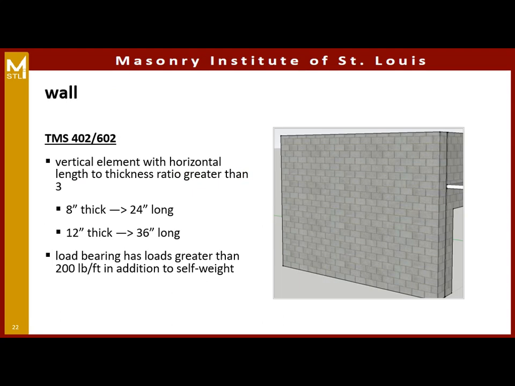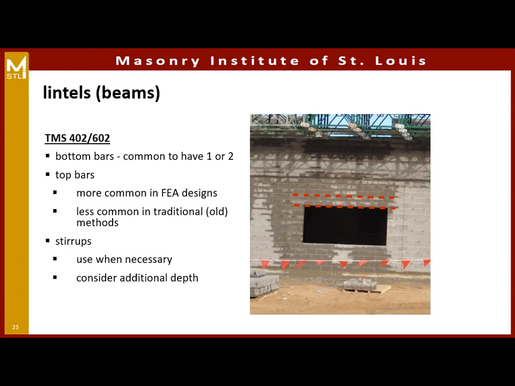Walls are defined by the code as a vertical element with length to thickness ratio greater than 3. And once we have more than 200 pounds of axial load, we are considered a load-bearing wall. We'll talk more about some walls further on in the presentation.